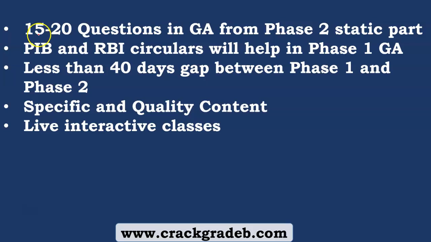The reason is 15 to 20 questions in GA come from the phase 2 static part, specifically from schemes, finance static, finance and banking static part. You can see 15 to 20 questions in the GA part will be there, and you know that 80 marks are assigned to GA, so it plays a great role in your overall cutoff.